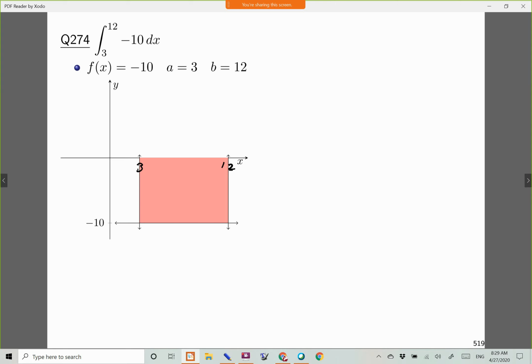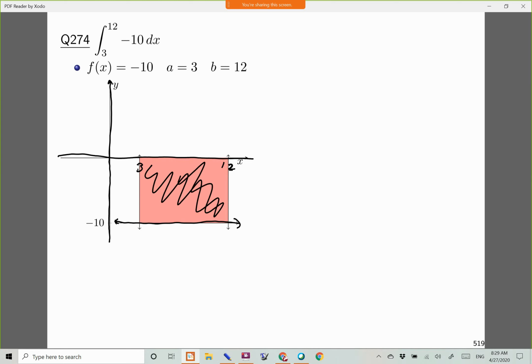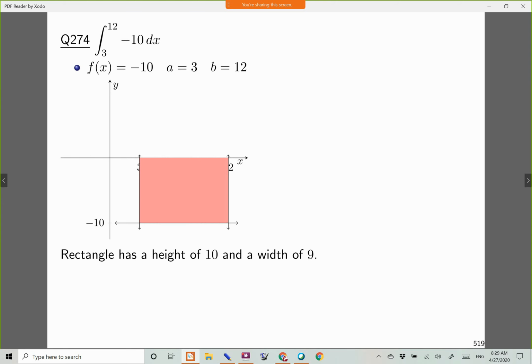So there's the x-axis here, there's the y-axis there, and this function y equals negative 10, or f of x equals negative 10, is down here, right? Because the y value negative 10 is down there, and the region we're talking about is this rectangle. Now, this rectangle has a height of 10. If you look at this distance, starting at the origin and moving down to the negative 10 tick mark, that should be 10 units long if you put a ruler there.